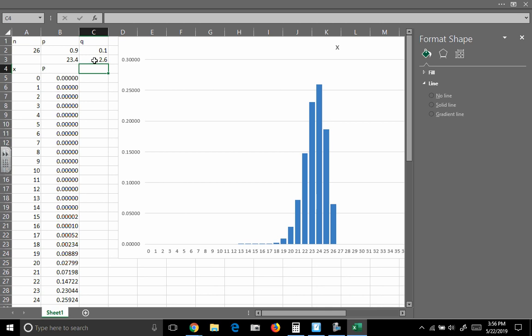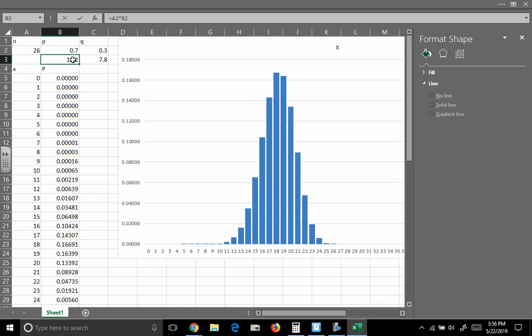It's nowhere close to 5. But if we adjust these values to where n times p and n times q are both 5 or more, yeah, we have some lower values here, but in general, that's pretty much a bell shape. Notice the mean n times p is 18.2. Where does the mean look like it is? It looks like it's right around here, right around 18. And that's pretty much bell-shaped, symmetric.